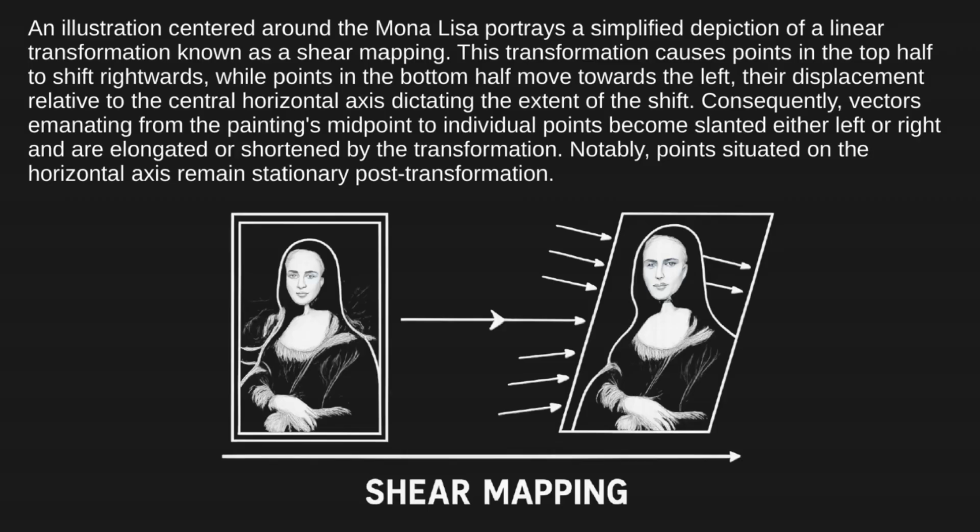An illustration centered around the Mona Lisa portrays a simplified depiction of a linear transformation known as a shear mapping. This transformation causes points in the top half to shift rightwards, while points in the bottom half move towards the left, their displacement relative to the central horizontal axis dictating the extent of the shift. Consequently, vectors emanating from the painting's midpoint to individual points become slanted either left or right, and are elongated or shortened by the transformation. Notably, points situated on the horizontal axis remain stationary post-transformation.